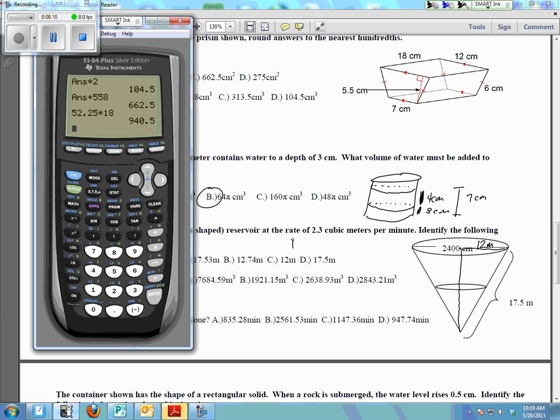is in meters, so we got 12 squared plus h squared is equal to 17.5 squared, so 17.5 squared minus 12 squared gives me 162.25, and I'll take the square root of that.